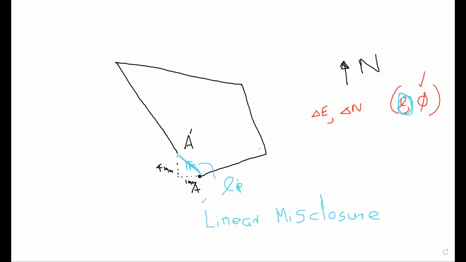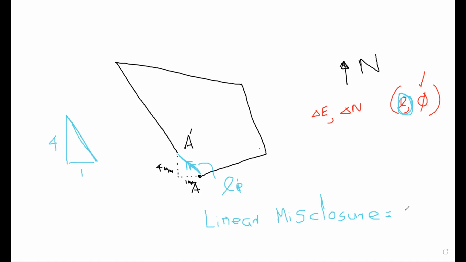If you plot it, there is a final imbalance, because you expect this A dash will come right on A, but it stops somewhere away from A. So that distance is called the linear misclosure. So how can you calculate this linear misclosure? For this case, it is 1 millimeter horizontal and 4 millimeters up vertical. And we know the misclosure means this distance, the diagonal distance.